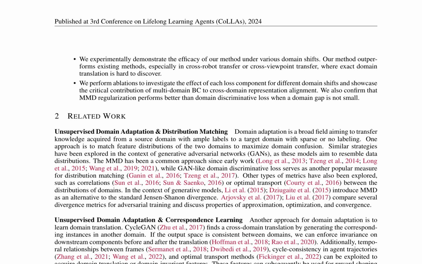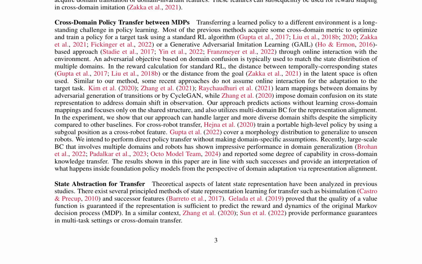The paper addresses the challenge of transferring knowledge from a source domain to a target domain in the context of lifelong learning agents. The authors propose a novel approach that focuses on representation alignment, enabling the transfer of policies across domains without requiring online interaction or fine-tuning. The authors first discuss related work in unsupervised domain adaptation, distribution matching, and correspondence learning. They highlight the importance of matching feature distributions between domains to maximize domain confusion, and introduce various metrics used for distribution matching, including maximum mean discrepancy, MMD, and domain discriminative loss.